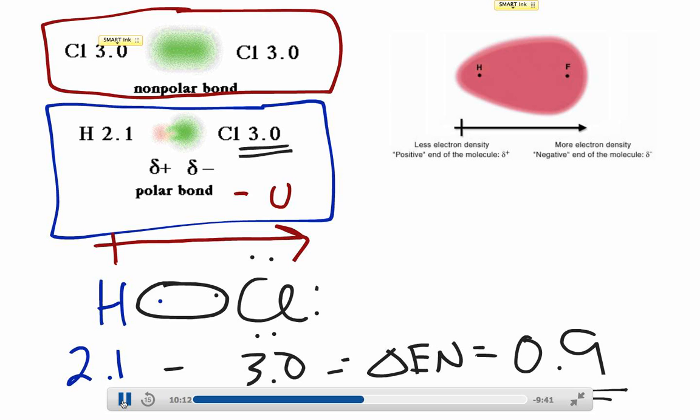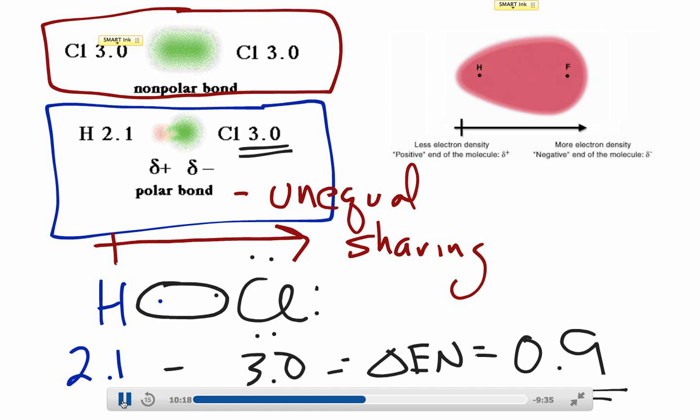So sometimes polar bonds are called unequal sharing. It's still sharing. The chlorine has not ripped the electron away like in an ionic bond, but it's not sharing very equally.